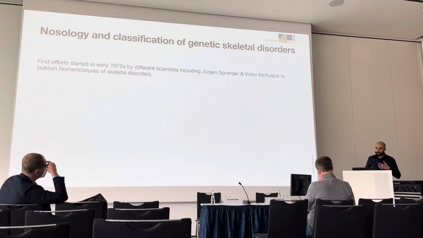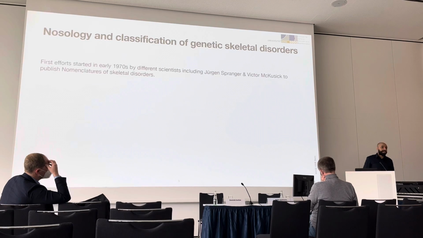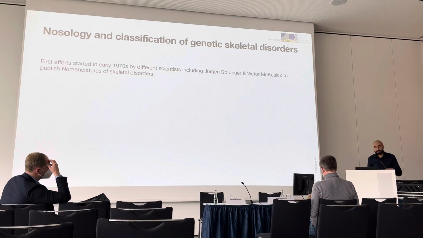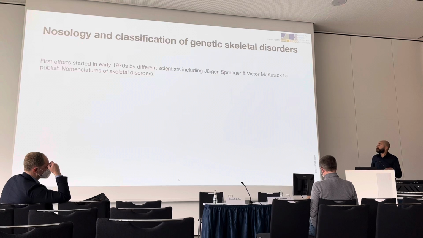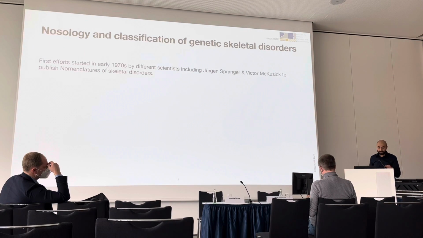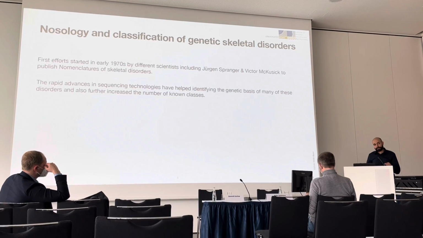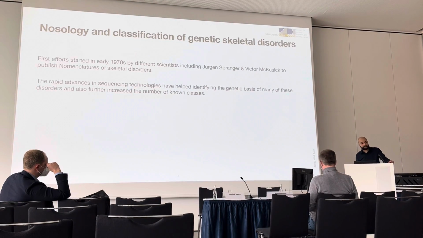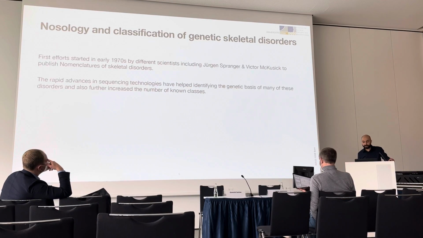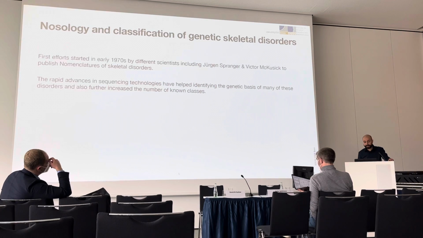The earliest serious efforts for classification of the skeletal disorders can be dated back to the 1970s by various scientists, notably Jochen Spranger and Victor Martucci, who published nomenclatures of skeletal disorders. In addition, the rapid advances in sequencing technologies have helped identify the genetic causes of many of the disorders, and also increased the number of different classes.